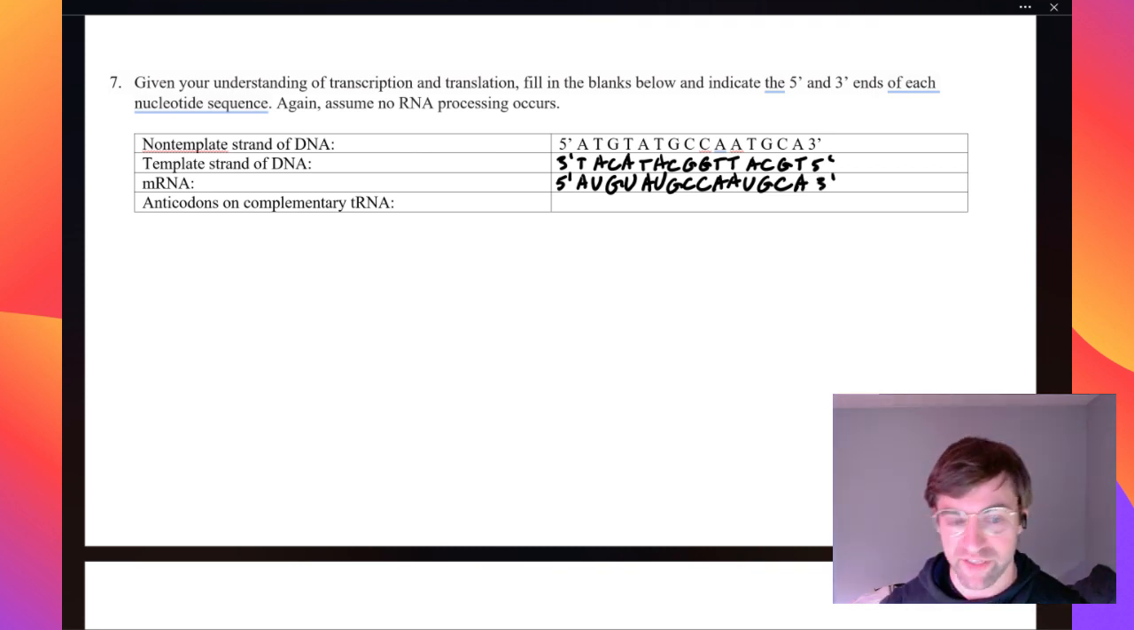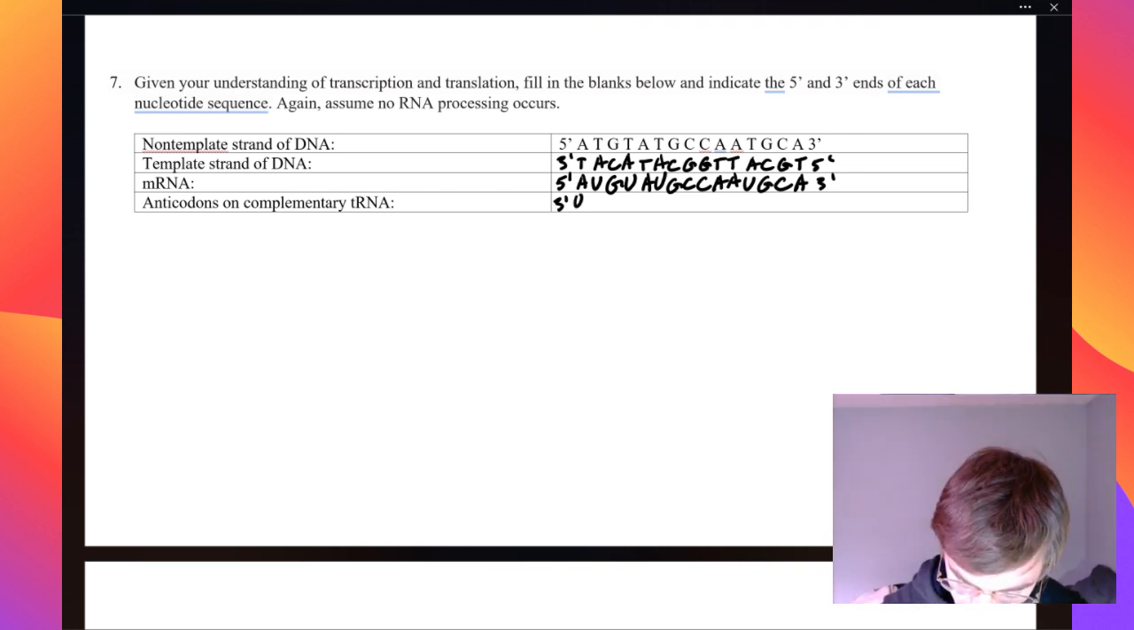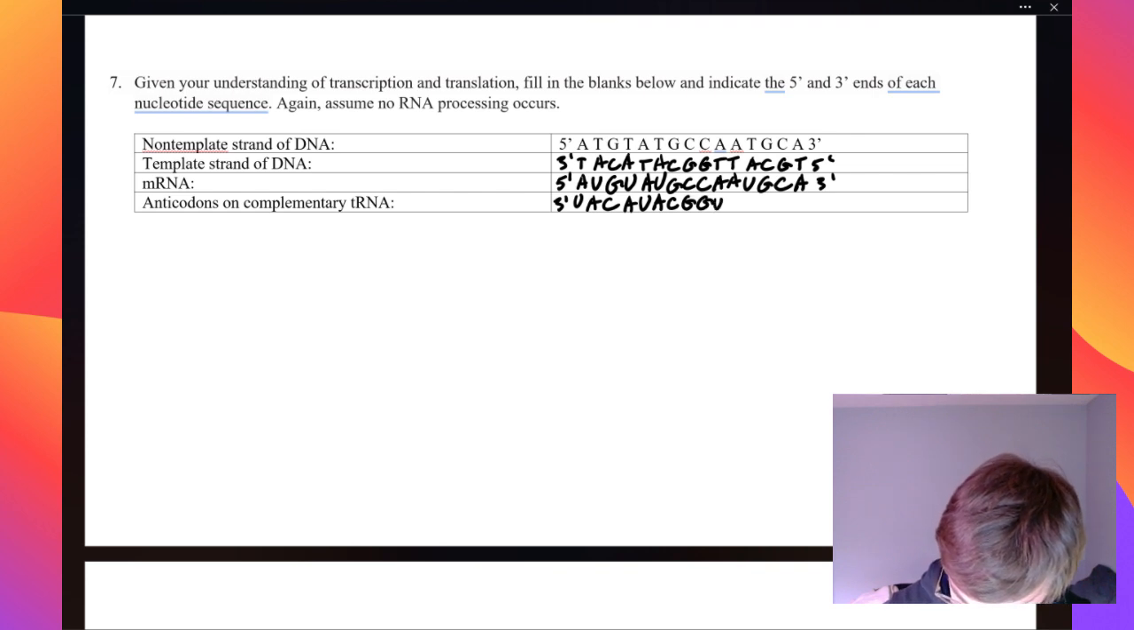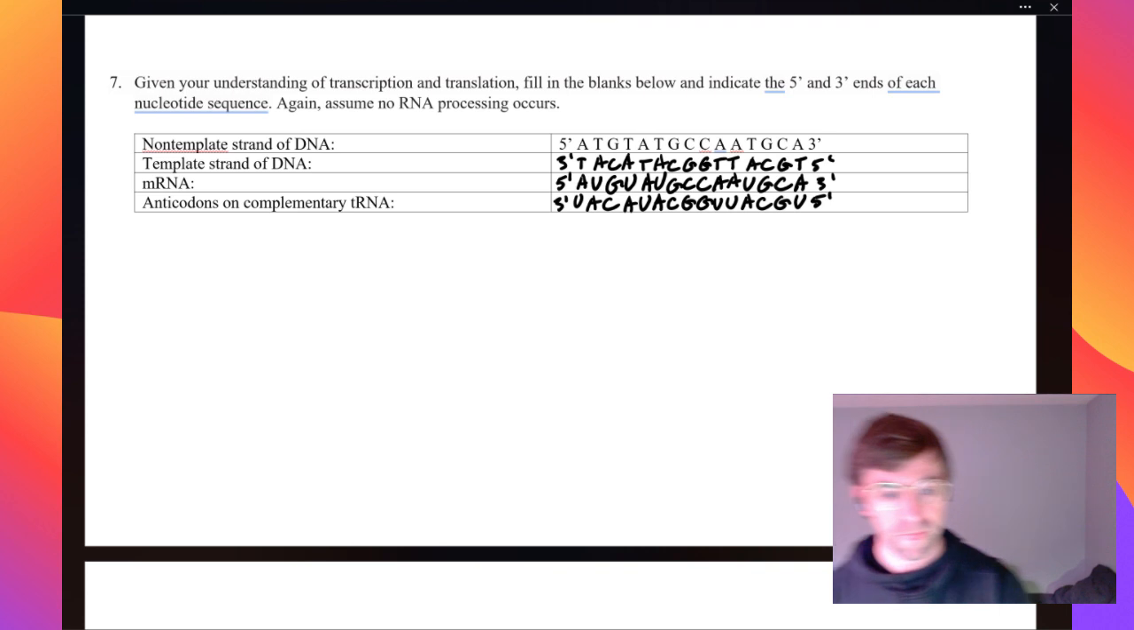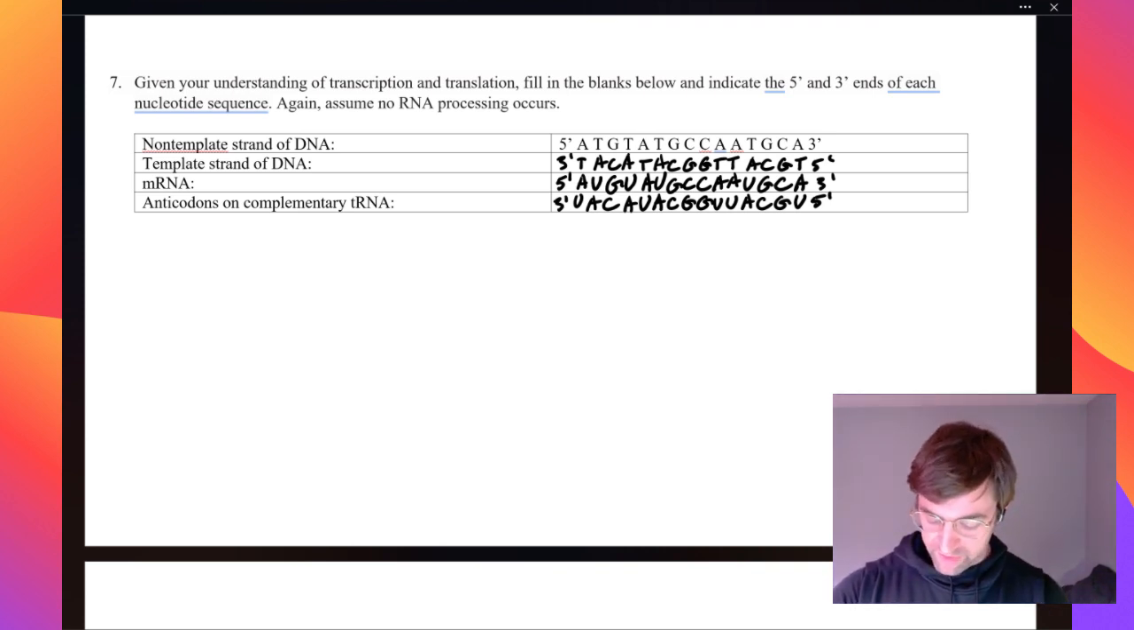Finally, we get anticodons on complementary tRNAs. 3' again, always alternating as we go down the steps. RNAs still don't have thymine, so uracil. A, C, A, U, A, C, G, G, U, U, A, C, G, U, onto 5'. Oh. And hopefully if we made any mistakes, there's an enzyme hanging out that will correct it for us.